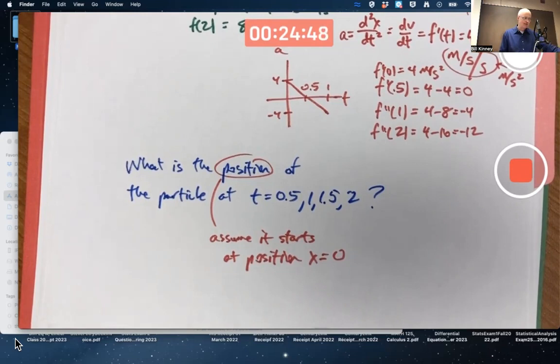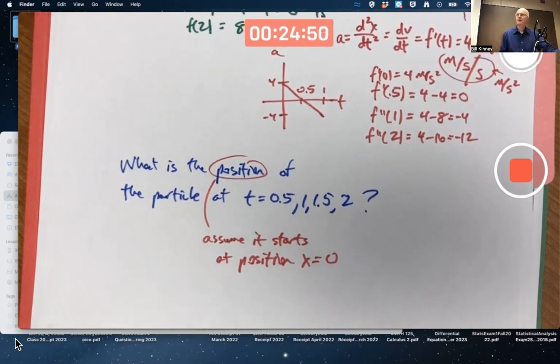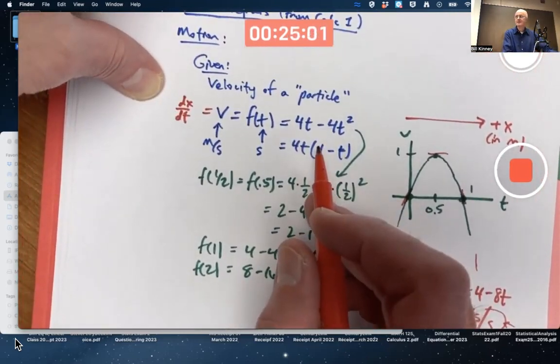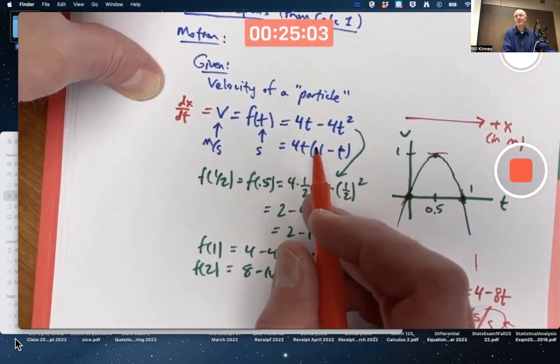So how do you do that? You learned this in Calc 1, right? How do you figure out the position? Integration. Could we just find an antiderivative of this? Yeah, we could, but let's write it in terms of a definite integral first.